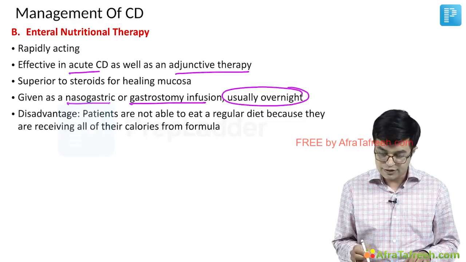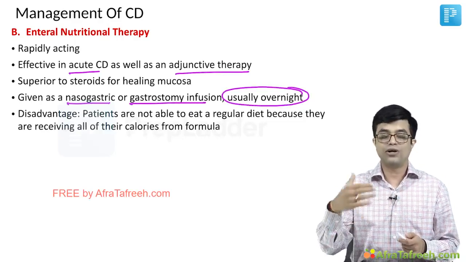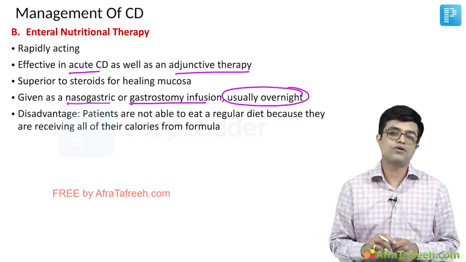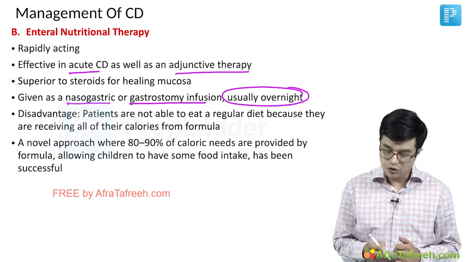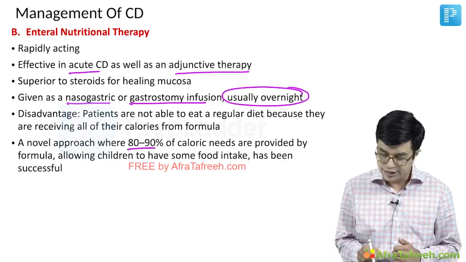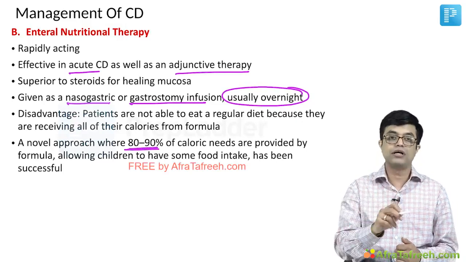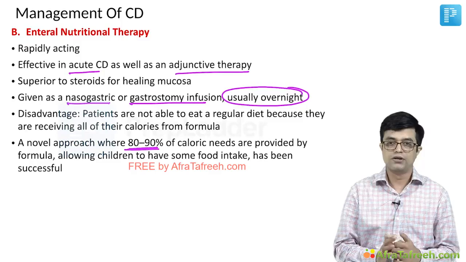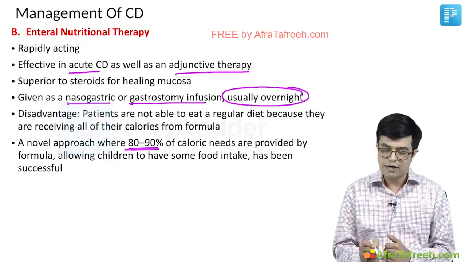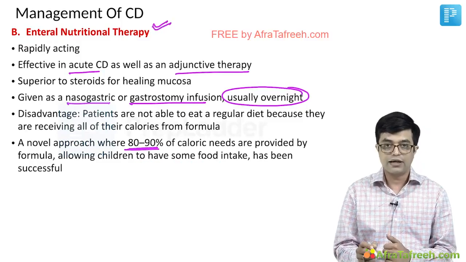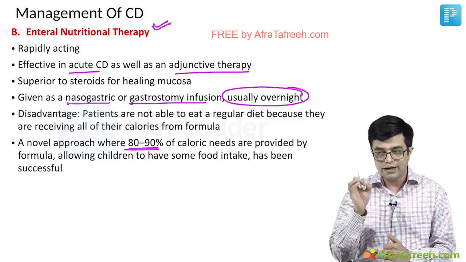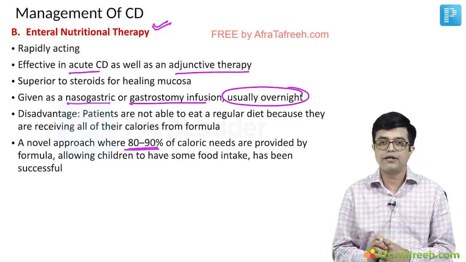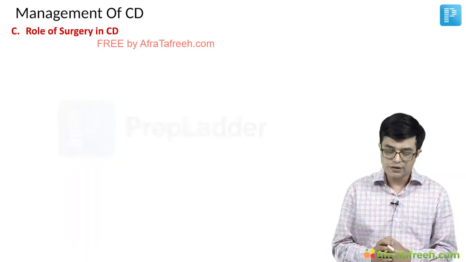And disadvantages, because you are giving all the formula, all the requirements from this, the child is not able to eat orally. And there is a novel approach which is coming where 80 to 90% of caloric needs are given through the tube feeding. Remaining 10% the child has to get through oral feeding. So various types of regimes are being developed, but these enteral nutritional therapies require hospitalization and expert care, expert nutritional care in experienced centers. Third is your role of surgery.